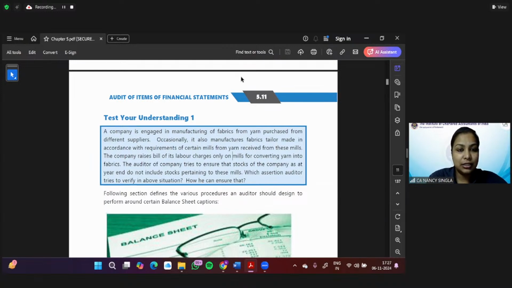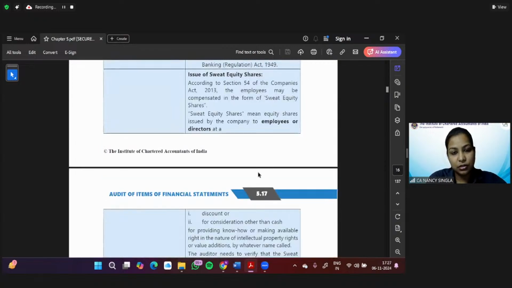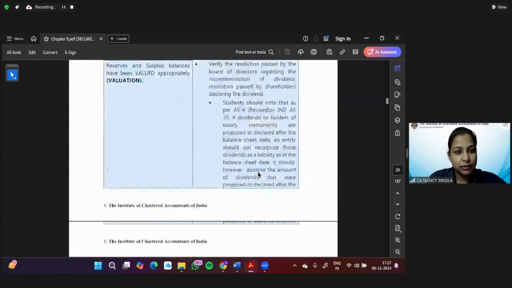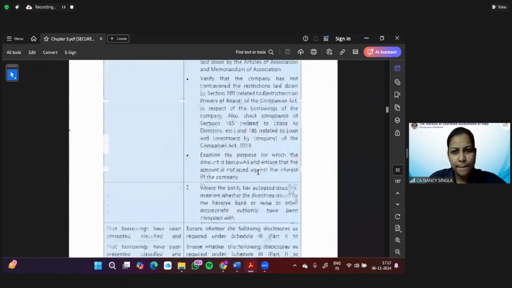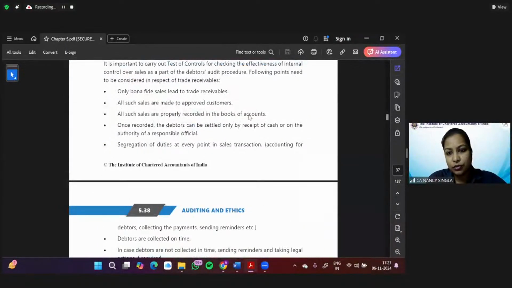So let me just take you through the answer also. It is given on the last page. Just a minute. Is there any option of go to? Yeah. So the page number on which the answer is given is 136.